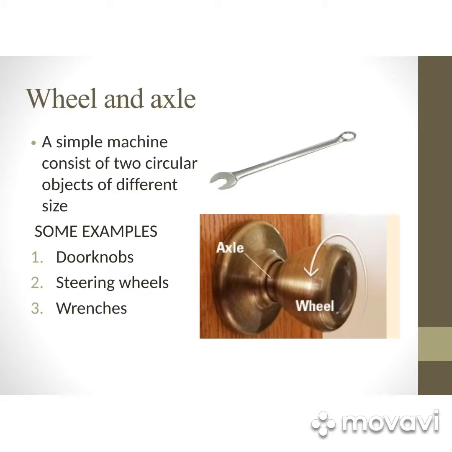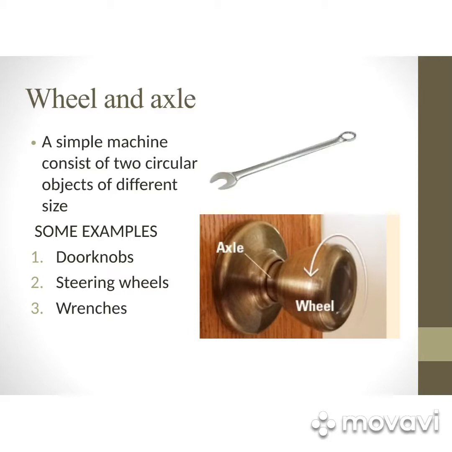Let's talk about wheel and axle. A simple machine that consists of two different sized circular objects. And what are the examples of wheel and axle? Well, doorknob, steering wheel, wrench are all examples of wheel and axle.